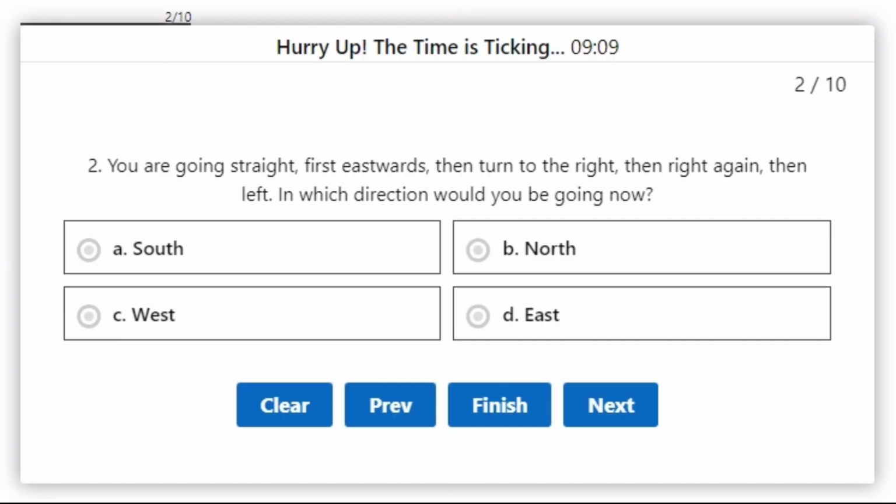Now the second question is, you are going straight, first eastwards, then turn to the right, then right again, then left. In which direction would you be going now? And the options are A. South, B. North, C. West, and D. East.